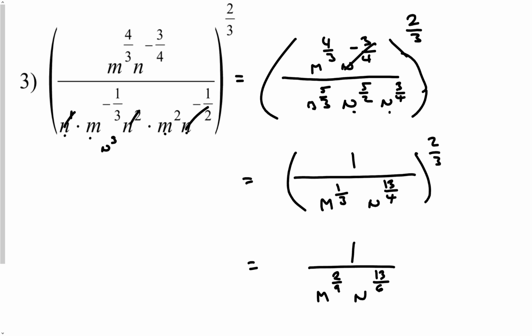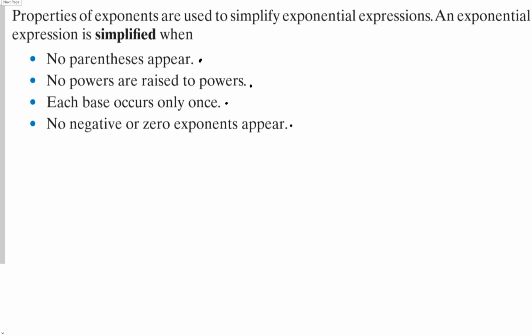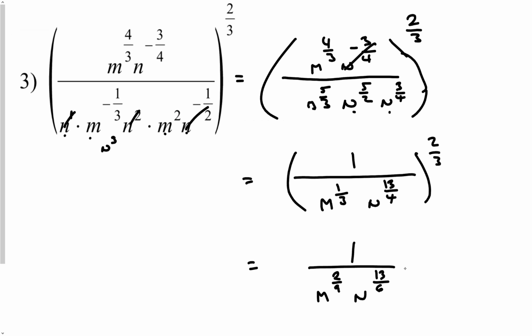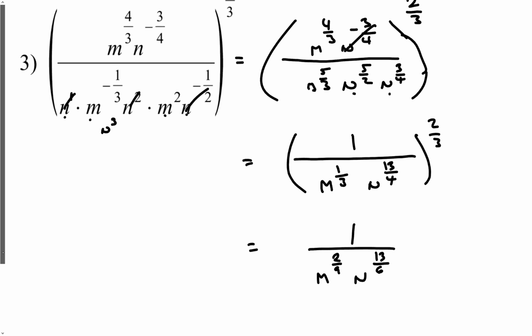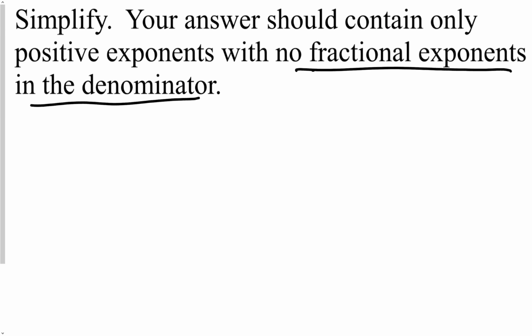Okay? So that is my simplified answer. Just simplified, right? We didn't get to the other part yet. So how do I know it's simplified? Well, if I go back through my list here: no parentheses, no powers to power, each base only once, no zero or negative exponents. So that is true for this. It is simplified. However, we didn't follow my directions with no fractional exponents in the denominator.